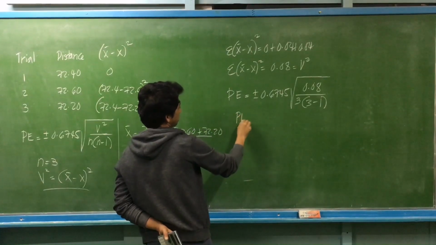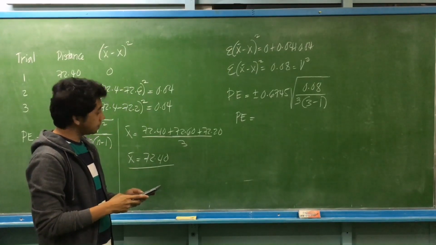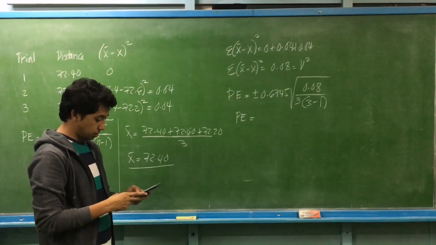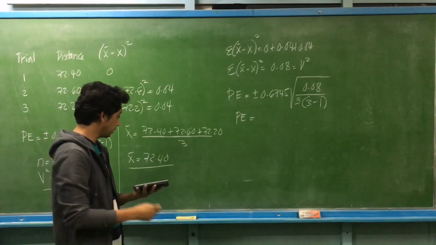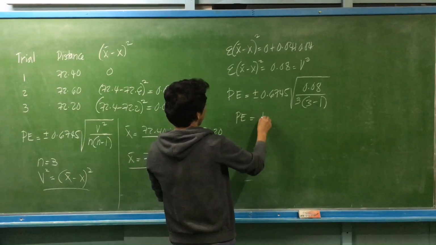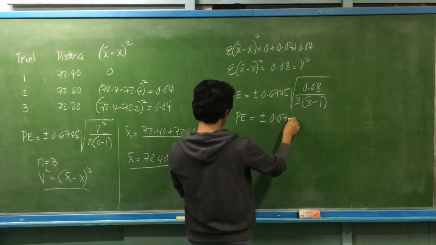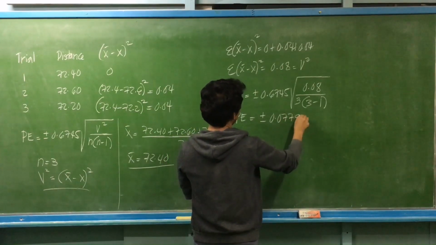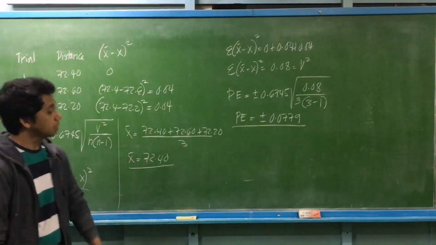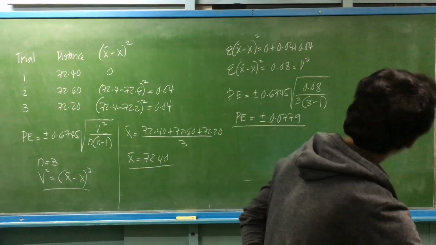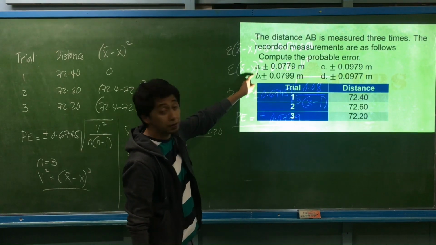Okay, let us compute for the probable error. So 0.08 divided by 6, square root, multiplied by 0.6745. So we'll be having a probable error equal to positive or negative 0.0779. Let us check the choices. Sa choices natin, 0.0779. So letter A.